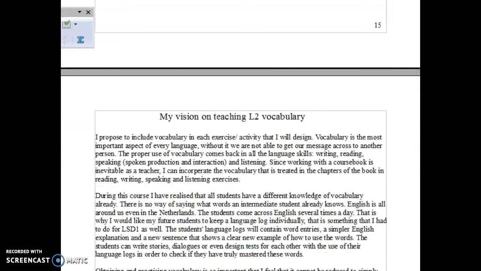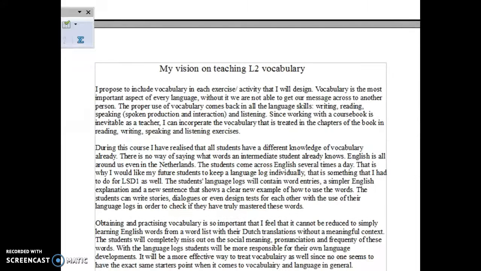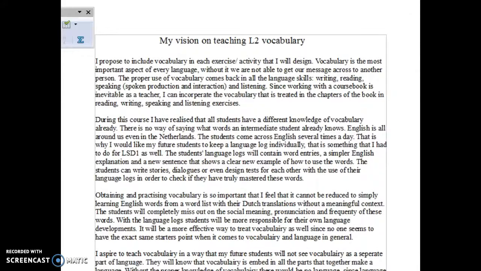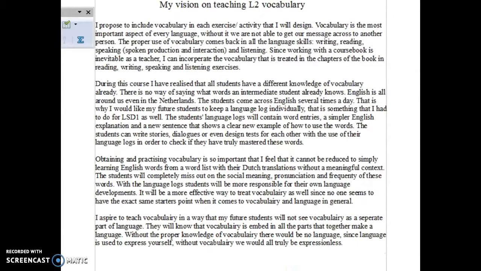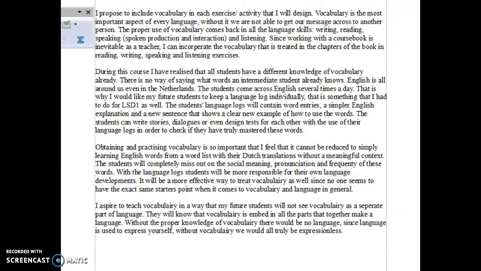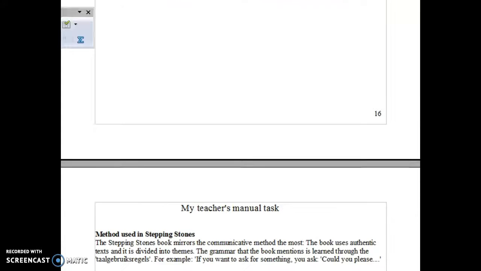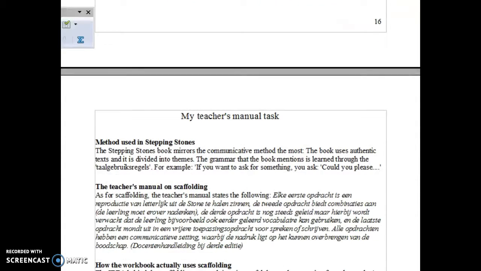Over here we can see my vision on teaching language 2 vocabulary, and my vision is that language or vocabulary is so important that it cannot be taught as a separate skill. This is why I chose to embed vocabulary in all of my exercises and have the students actually keep a sort of language log, so that they're responsible for their own learning, since there's no way of saying what words a student already knows, since there's so much English around us already. Which brings us to my teacher's manual task.